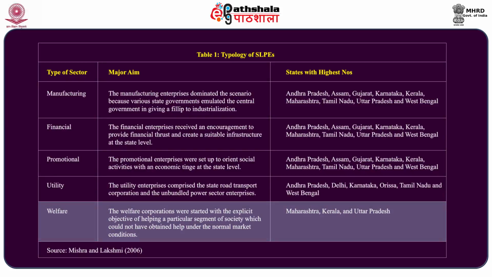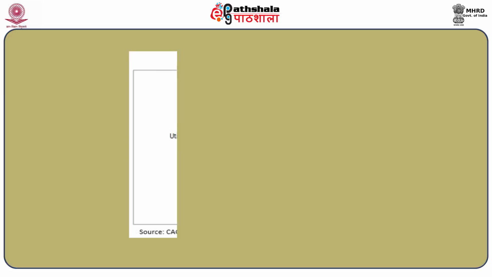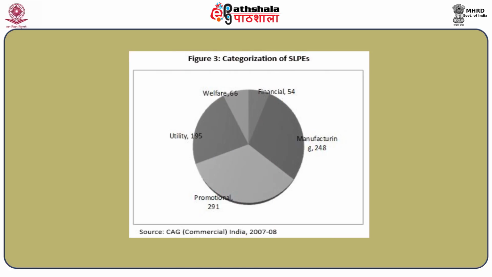The welfare corporations were started with the explicit objective of helping a particular segment of society which could not have obtained help under normal market conditions. These enterprises are more in Maharashtra, Kerala, and Uttar Pradesh. Among them, 34% of the state level public enterprises are from the promotional sector, 29% are from manufacturing, and 23% are from the utility sector. A small number of enterprises are functioning under financial and welfare sectors.